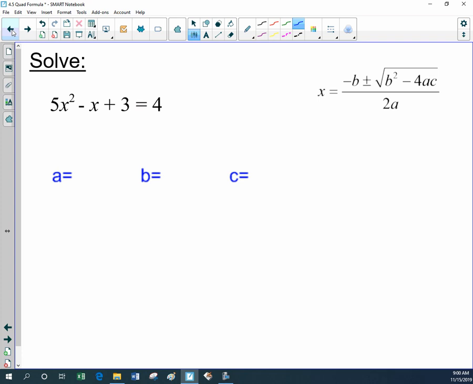All right, last one here. Okay, so before we can find A, B, and C, we have to write it in standard form. So to write this in standard form, what do I have to do? So I got to subtract 4 from each side. So when I subtract 4 from each side, I get 5x squared minus x minus 1 equals 0.